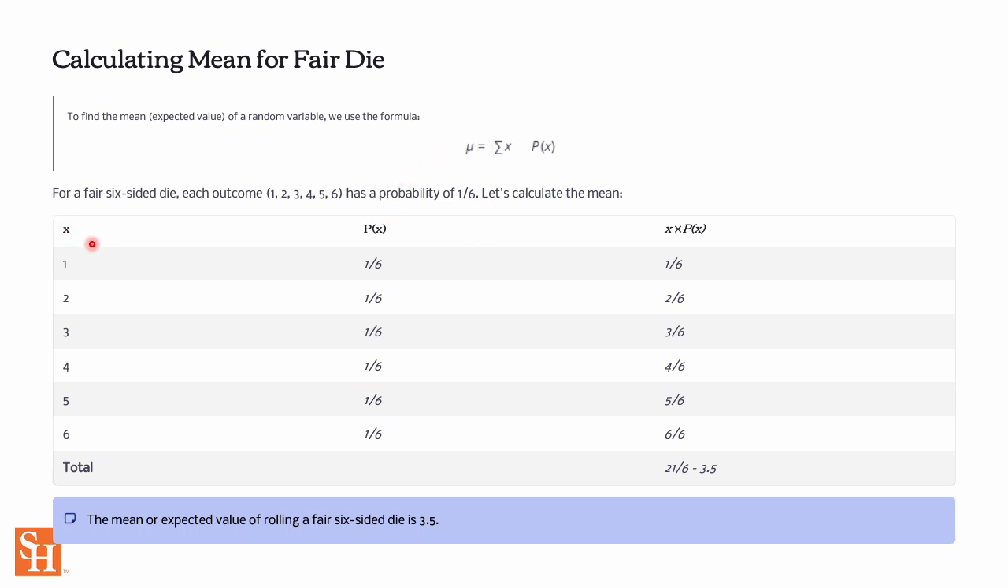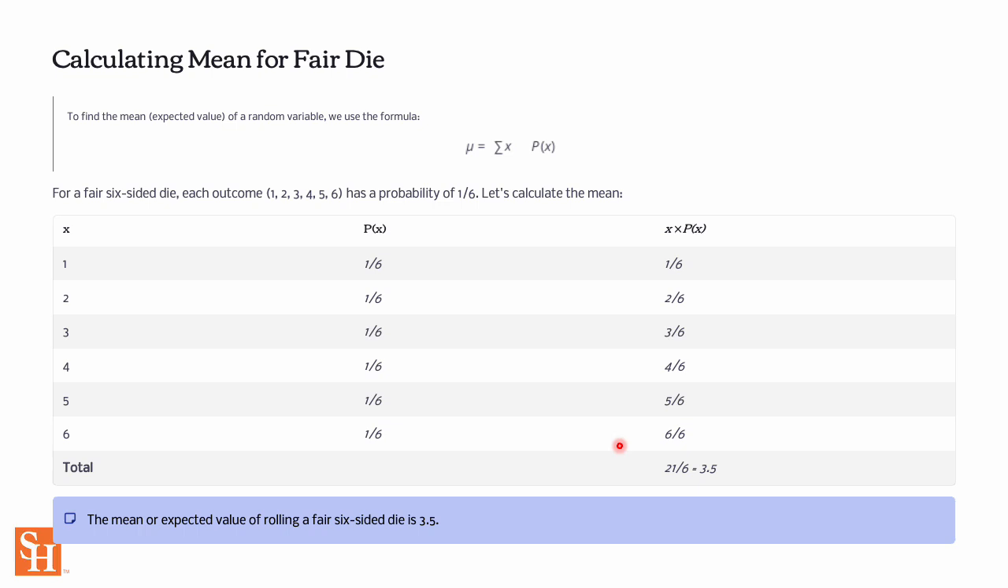We have to multiply these values with their probabilities. So 1 times 1 over 6 is 1 over 6, then 2 times 1 over 6 is 2 over 6, then 3 times 1 over 6 is 3 over 6, and so on. Then we have to take the sum of all of these numbers, and that will give us the expected value. If you take the sum of all of this, finally the expected value that we get is 3.5.